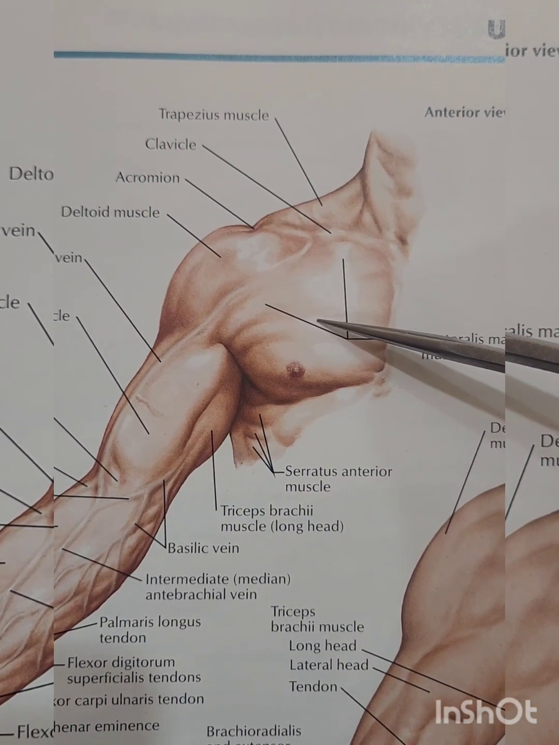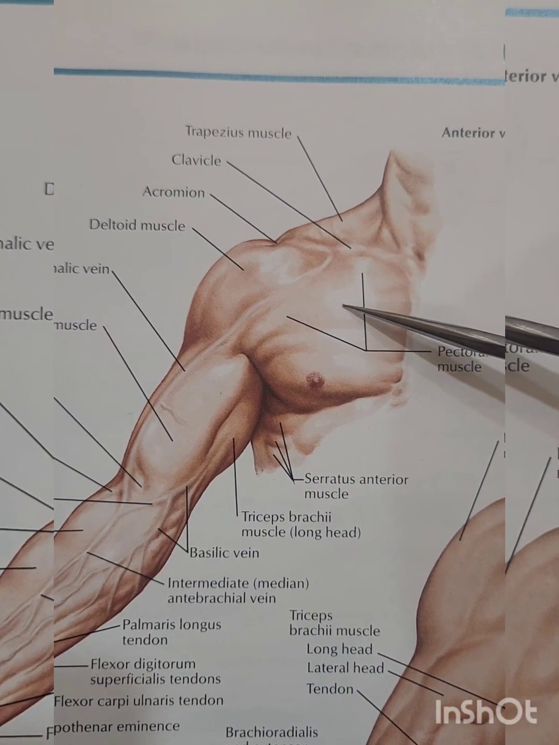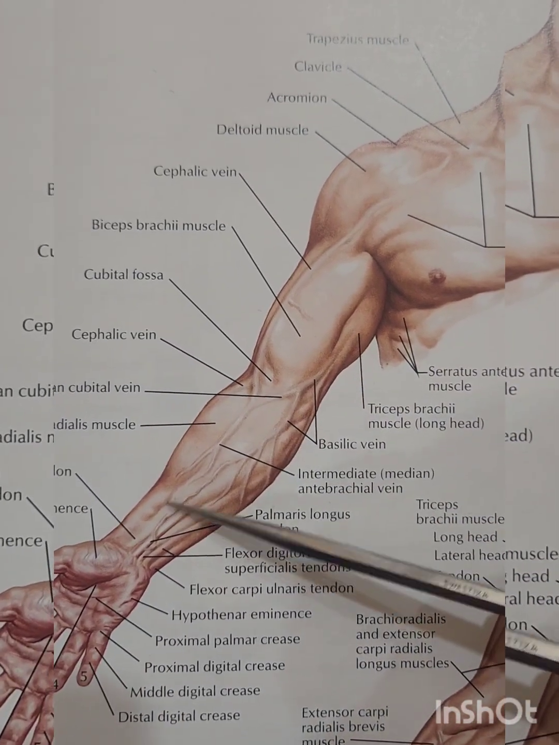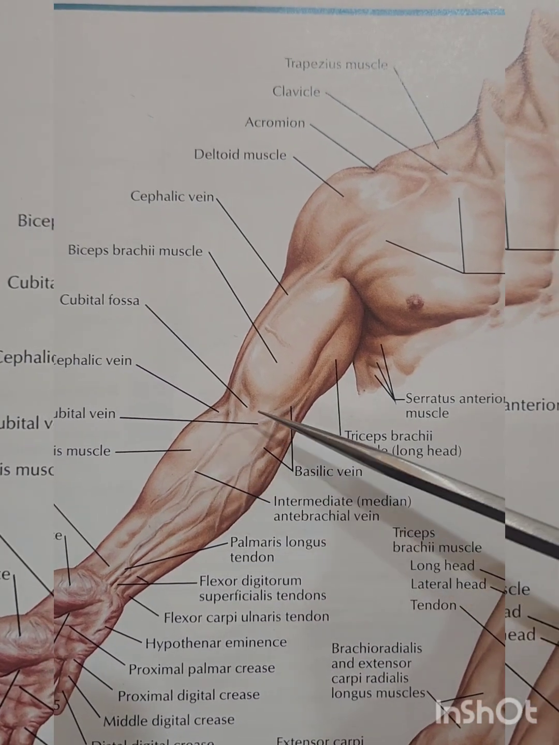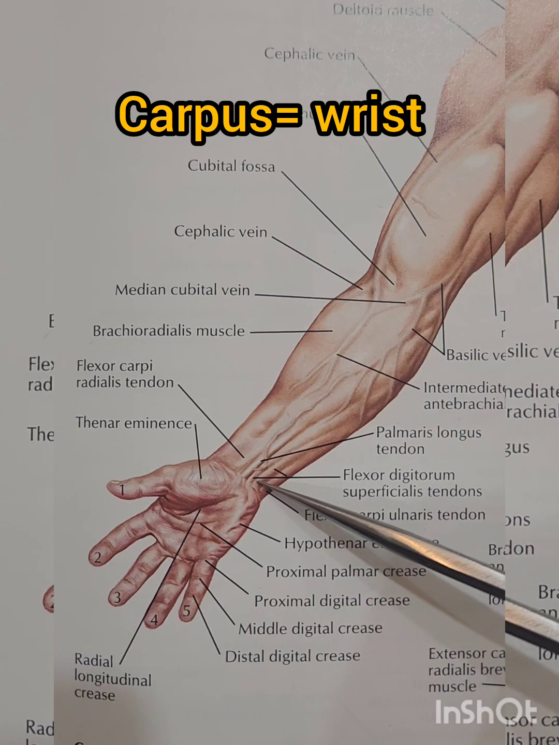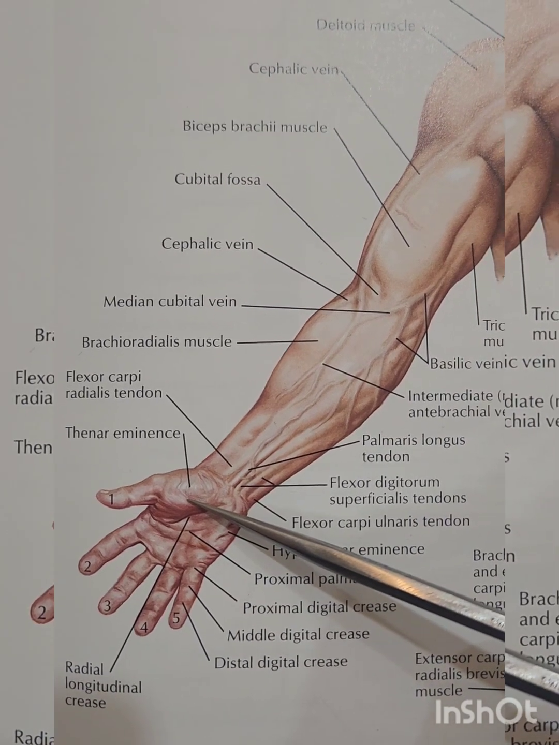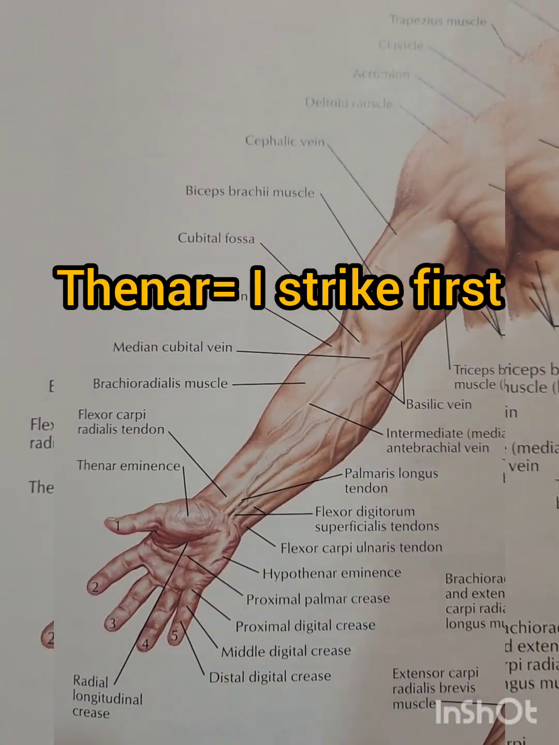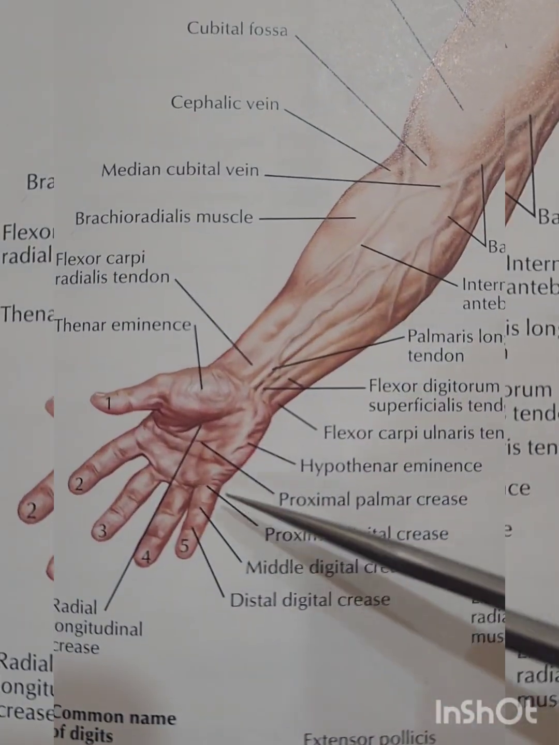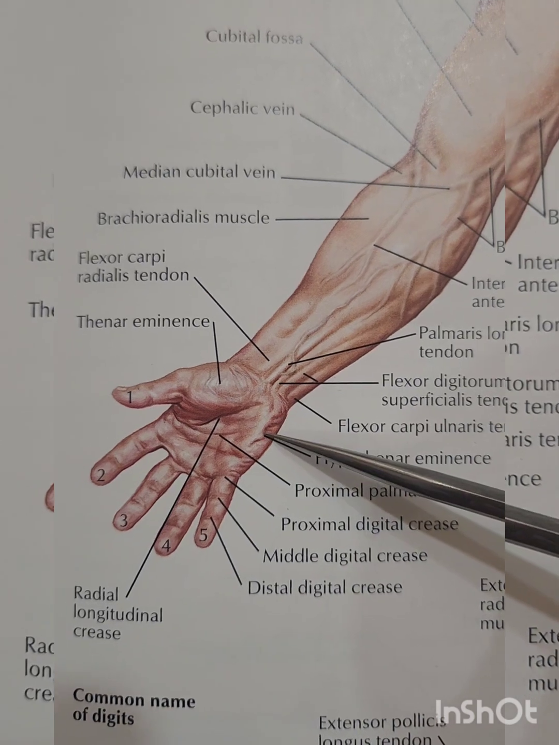The pectoral means breast region or chest region. The brachium is arm. Antebrachium is opposite to the arm when it is flexed. The cubit is elbow. The carpus is wrist. The thenar is I strike first. Whenever we strike any object, the part of the hand which strikes first is the thenar eminence. Then hypothenar, I strike next.